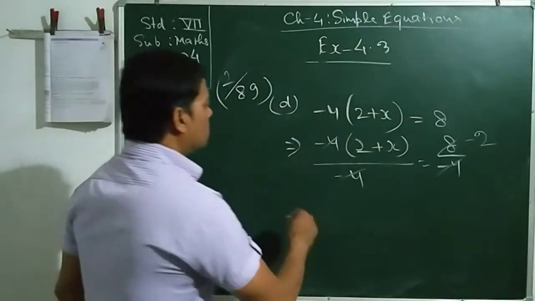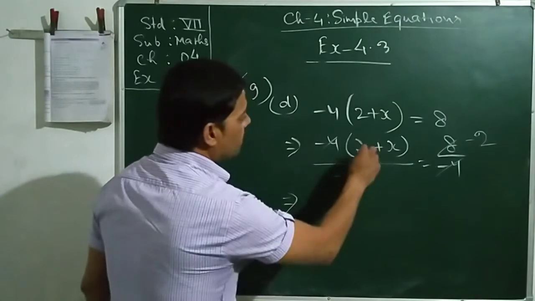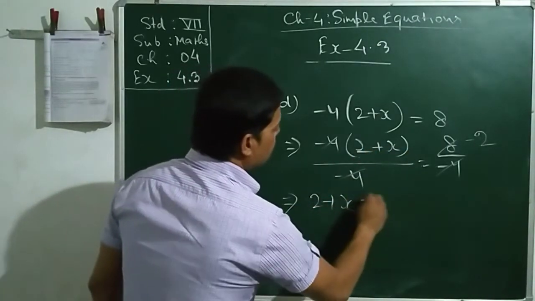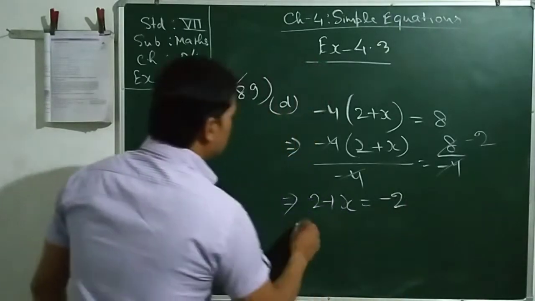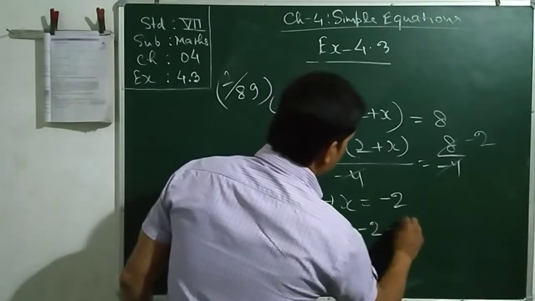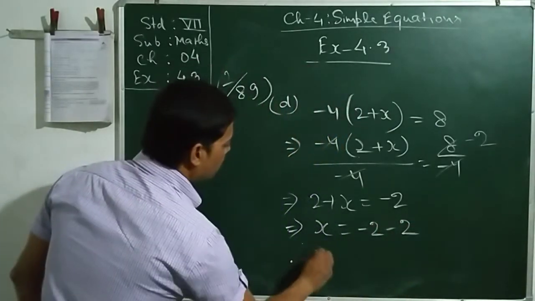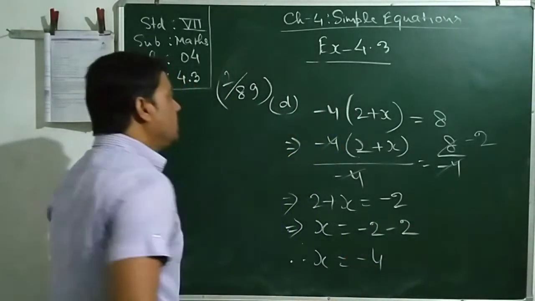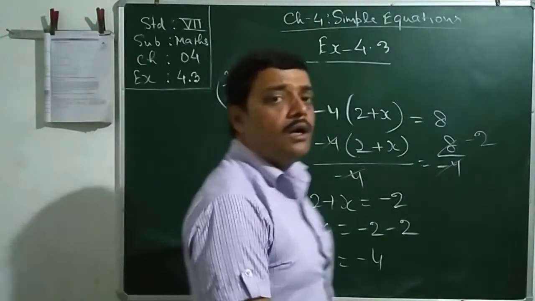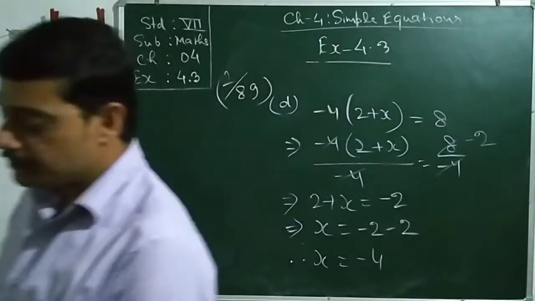8 by minus 4 is minus 2. So the next term will be 2 plus x equal to minus 2. In the next term, x equal to minus 2 minus 2, therefore x equal to minus 4. In this way, you can solve the remaining sums of two number also. Now, come to the third sum.